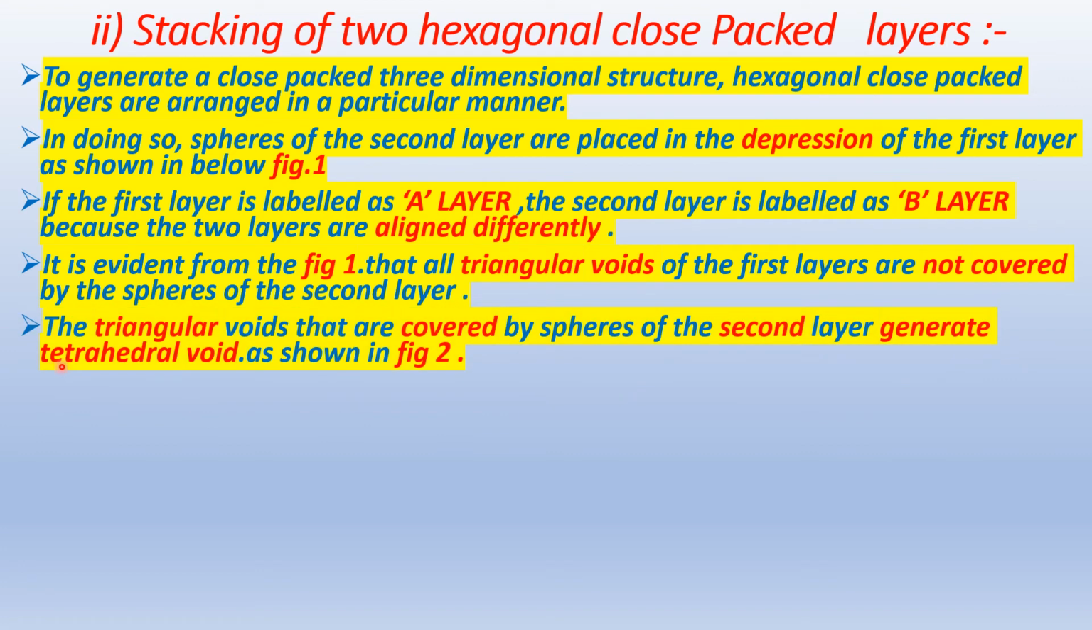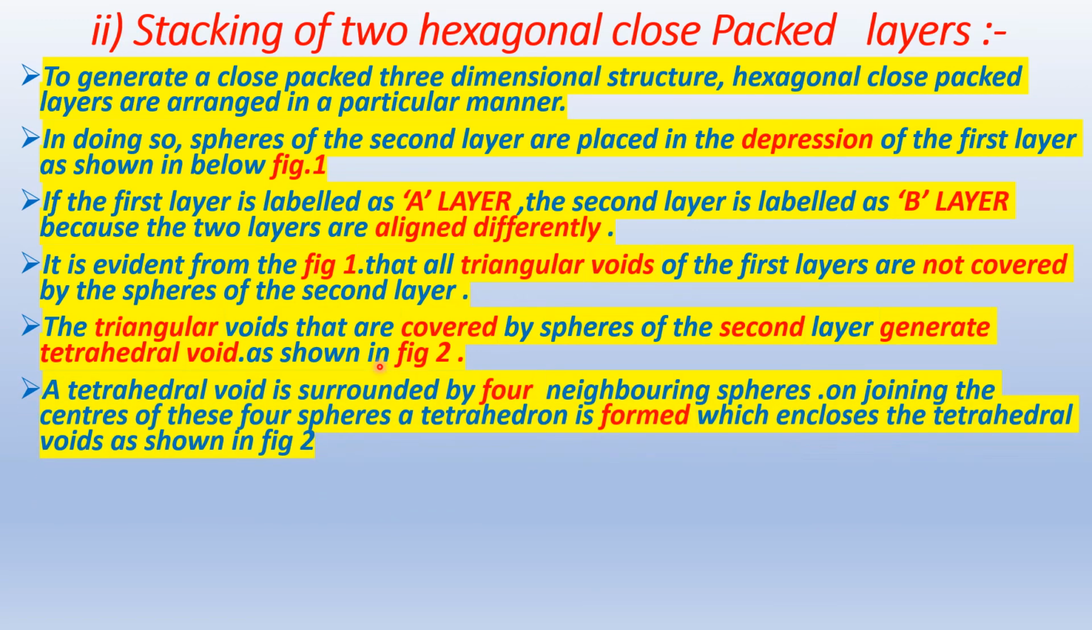The triangular voids that are covered by spheres of the second layer generate tetrahedral voids, as shown in figure number 2. A tetrahedral void is surrounded by 4 neighboring spheres. On joining the centers of these 4 spheres, a tetrahedron is formed which encloses the tetrahedral void, as shown in figure number 2.